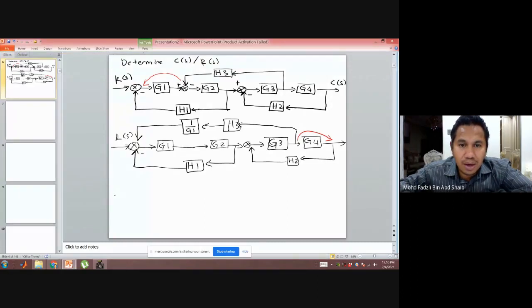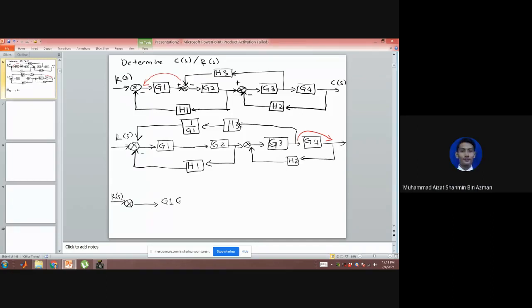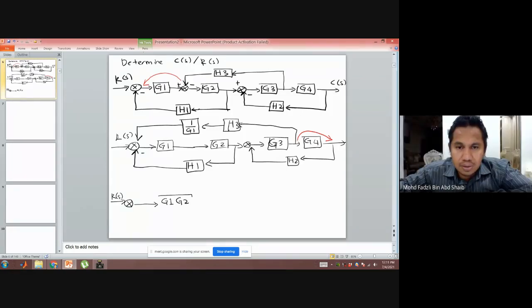Now we settle one by one first, okay? Now we have RS here. This one becomes G1 times what? G2. Very good. G1 times G2. And we have H1 here.